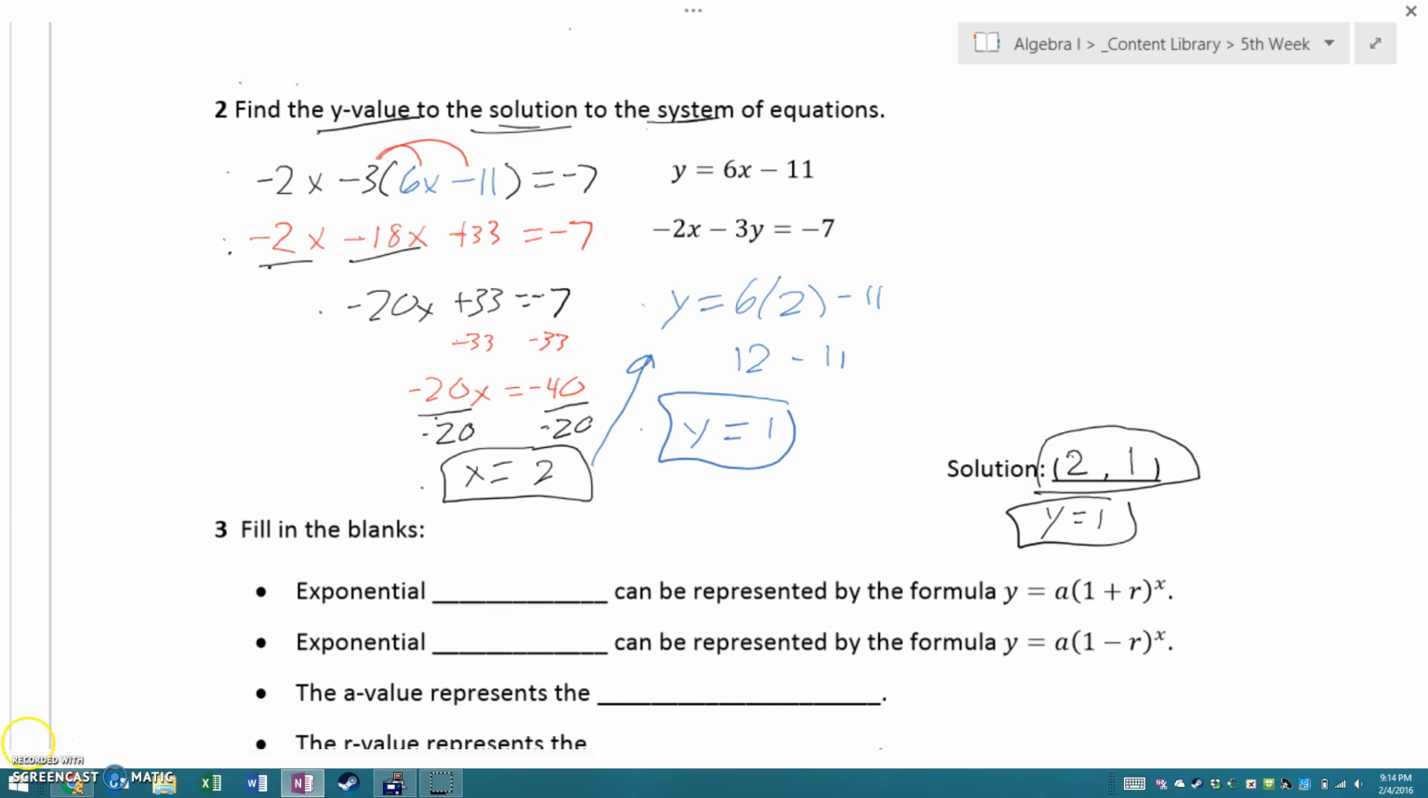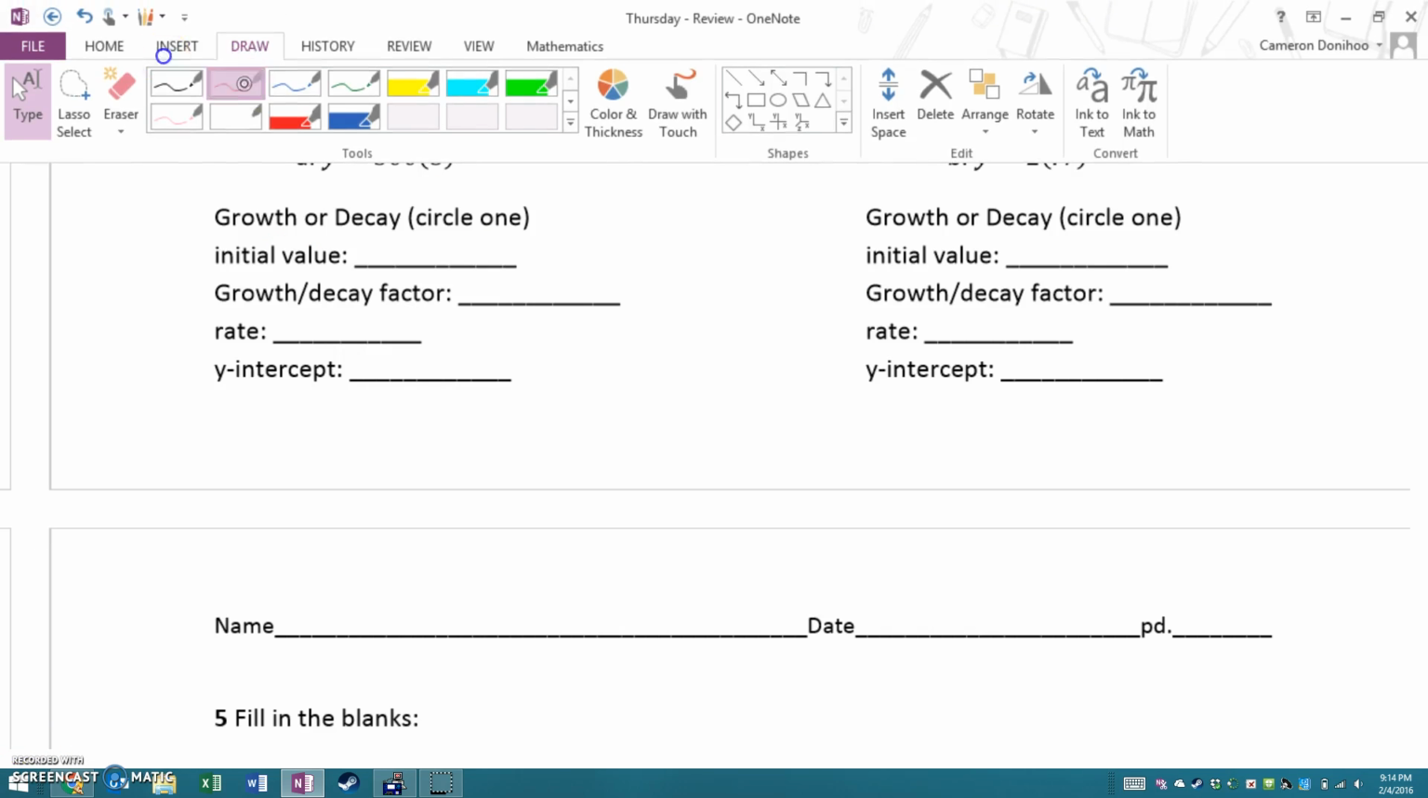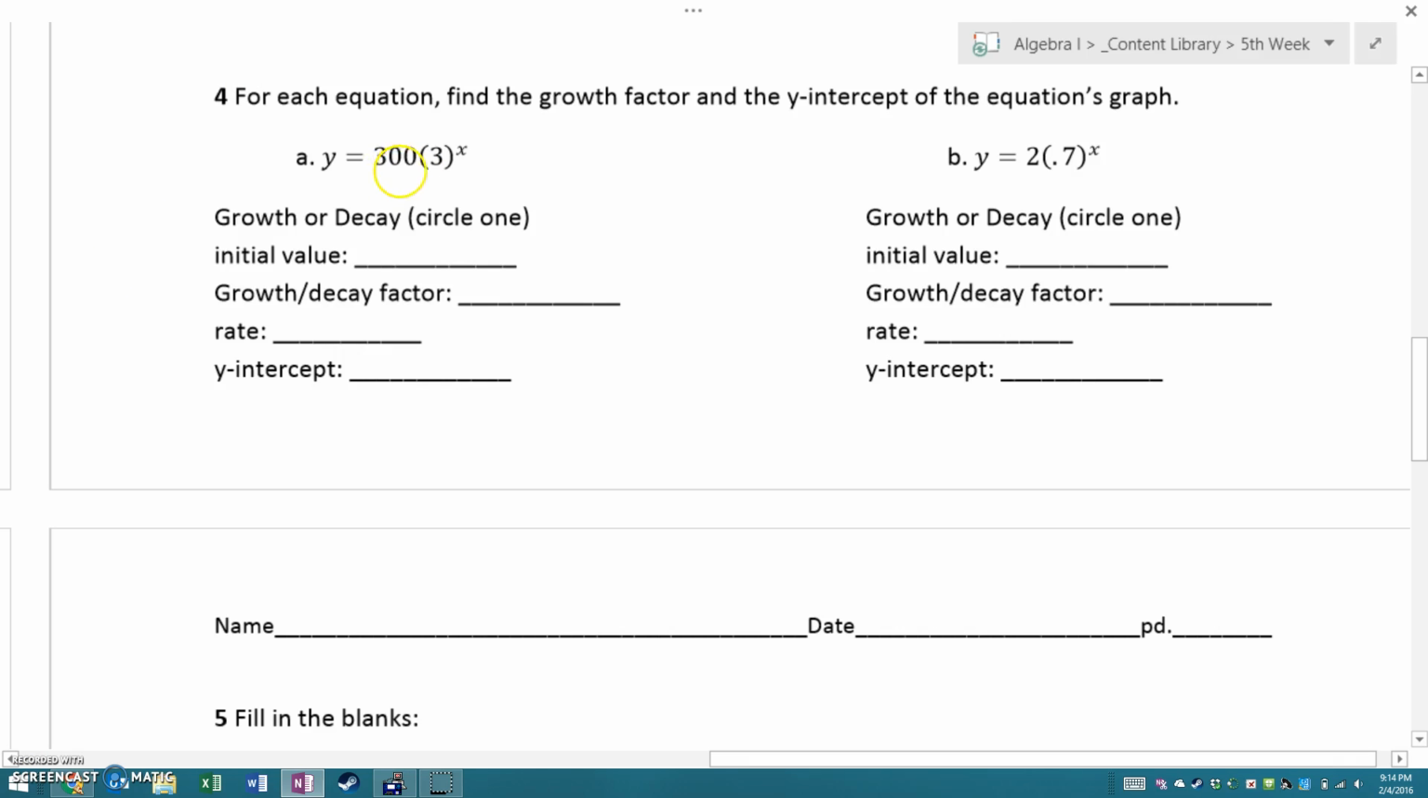All right, moving on. I'm just going to talk real quick about some exponential growth and decay. Some of the basics. Initial value.